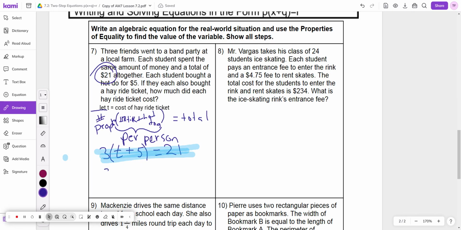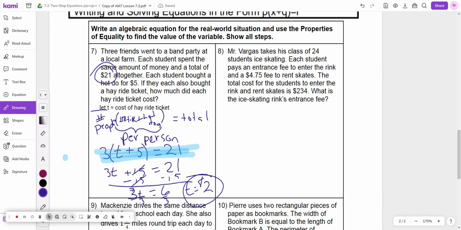So 3 times t is 3t. 3 times 5 is 15. Added inside the parentheses, added outside the parentheses, and all of that is equal to 21. Subtract 15 from both sides. That cancels out my 15s, leaving me with 3t is equal to 6. Divide both sides by 3. So the cost of the hayride ticket is $2. Okay? That's all there is to it.